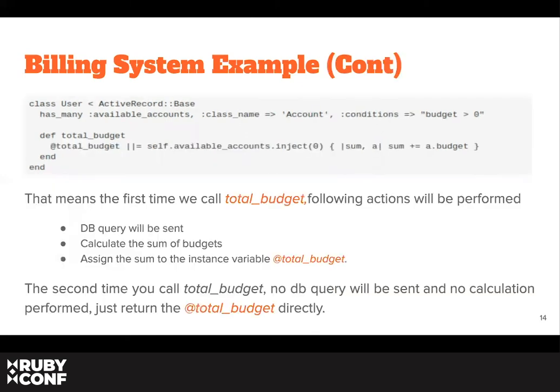So what is it doing? The first time we call total budget, the following actions will be performed: the DB will be queried, the sum of budgets calculated, and the sum assigned to the instance variable total budget. The second time you call total budget, no DB call will be made and no calculation performed. It will just return the total budget directly. Let's imagine a method takes almost 10 seconds, then the second time it will return the result immediately.